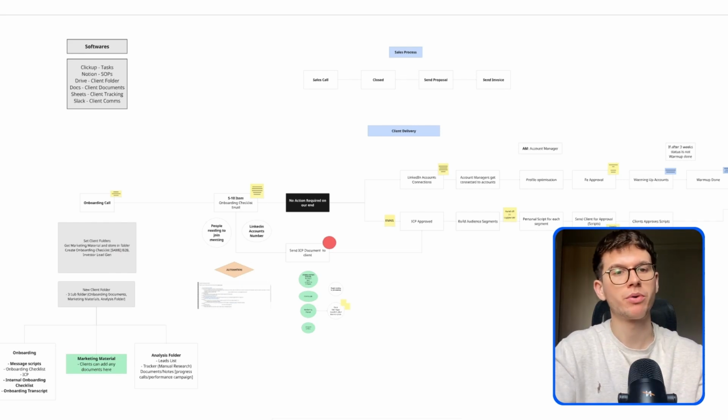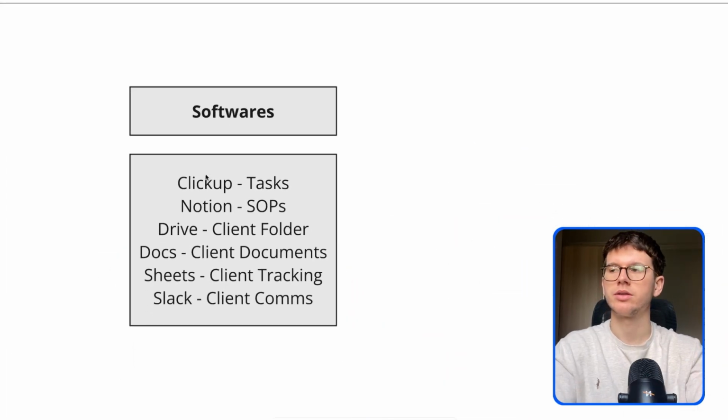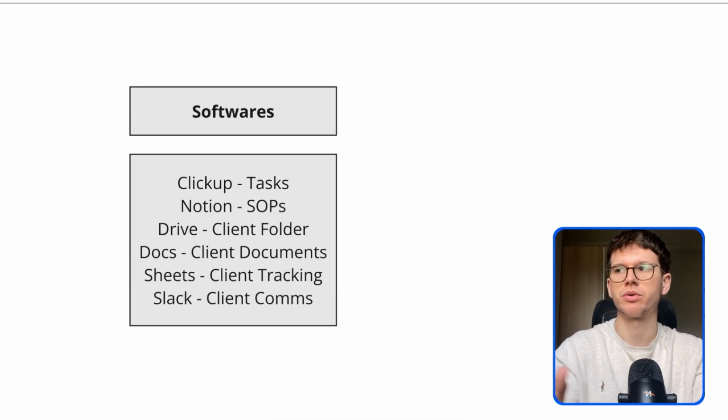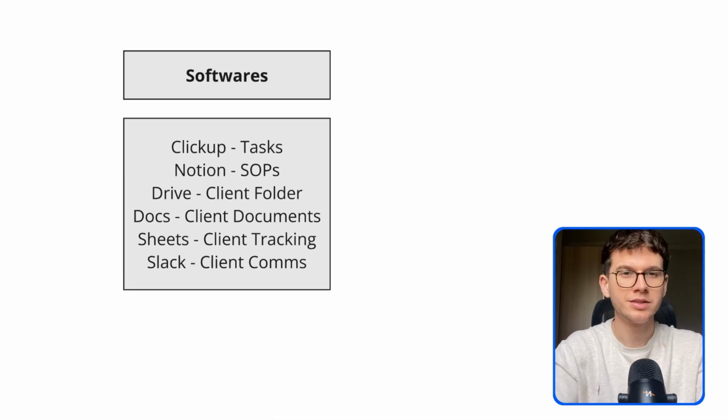And that's the first thing here. You want to break everything down step by step so that it's much easier for you guys to follow the whole process. Now, the first thing I do here is ask for softwares. Now, the other examples don't have this, but I wanted to ask for this lead generation agency, so I put it here. And you can see here that they use ClickUp for tasks, Notion for SOPs, Drive for client folders, Docs for client documents.